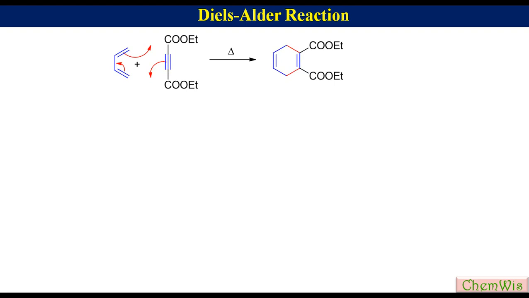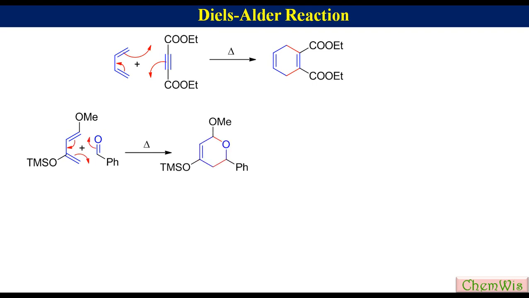Reaction of butadiene, for example, 1-methoxy-3-trimethylsilyloxy-1,3-butadiene reacts with an aldehyde to produce 3,6-dihydro-2H-pyran derivative, which after treatment with trifluoroacetic acid gives gamma-pyrone derivative.